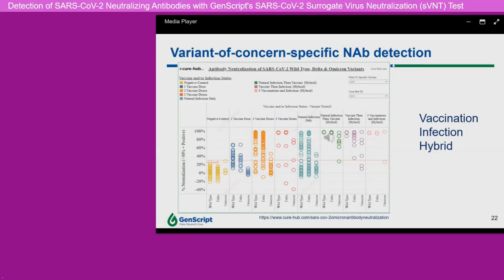In this slide, I'm sharing one of our US customers that conducted an opt-in participant study looking at variant neutralization across vaccination, infection, and hybrid of infection and vaccination. The data is compiled into a public dash, shown here, where you can see the resulting hybrid combo provides better neutralization capability against Omicron. And this would have been early Omicron, so BA1. If you want to look at this more in depth, you can visit the CureHub website listed on the slide to look more at the data they collected.